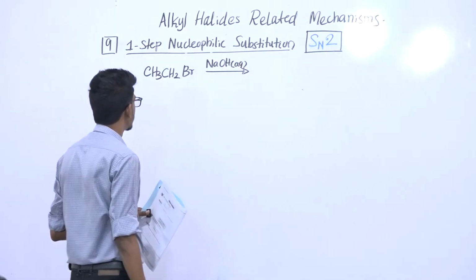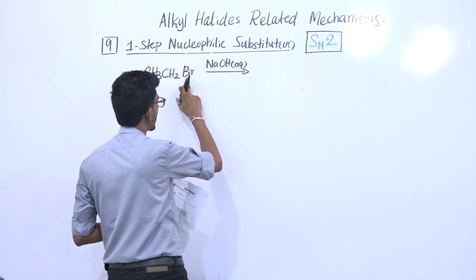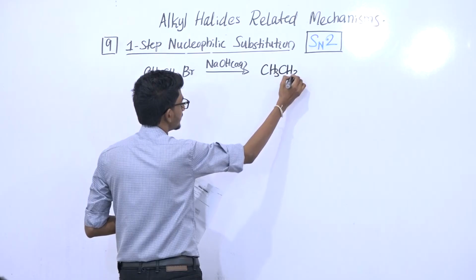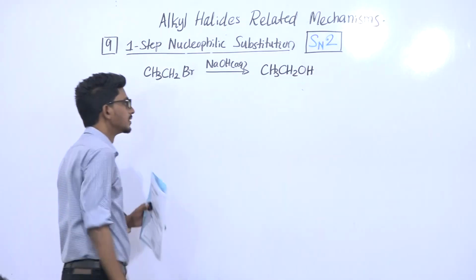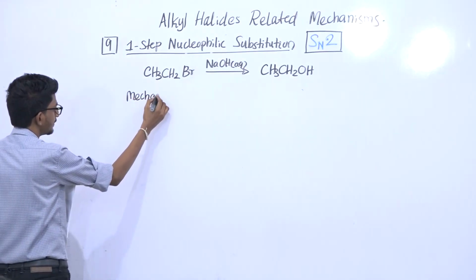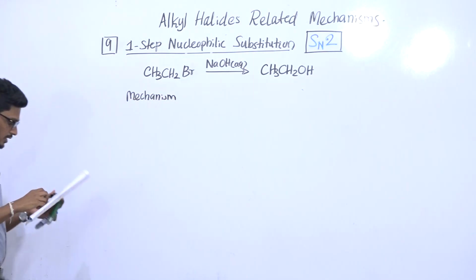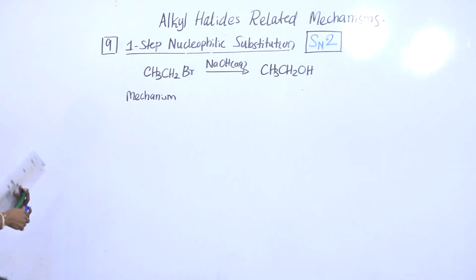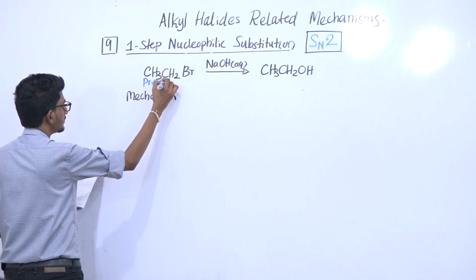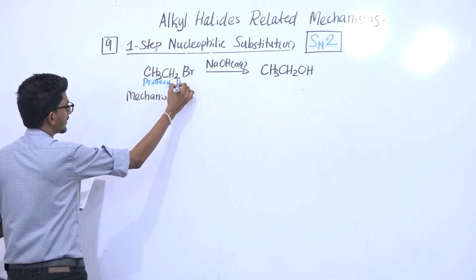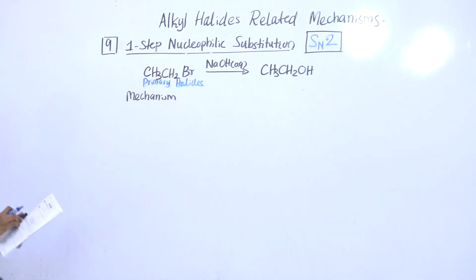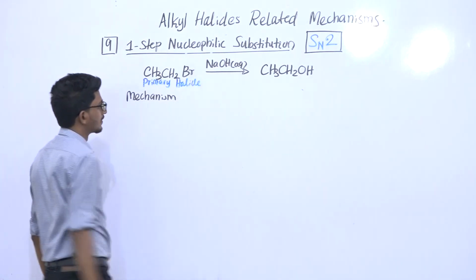So first of all, write the product. Nucleophilic substitution, so Br will be replaced by the OH minus, right? This is the major product. Let's come up with a mechanism. Now, the one-step mechanism we prefer for primary halides.